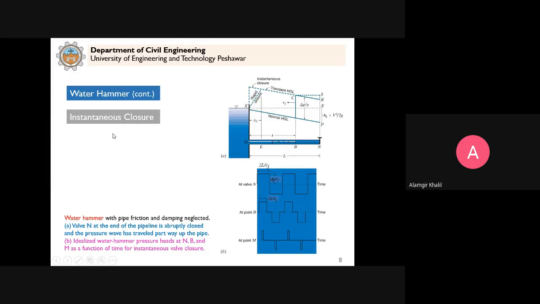And this is, remember, for instantaneous closure, when your time of closure, Tc, is 0. Although it is physically impossible, because when we close the valve it takes some finite time, 0.1 second, 0.2 second, 1 second, 2 seconds. But this case helps us to understand the real cases that we are going to discuss now.